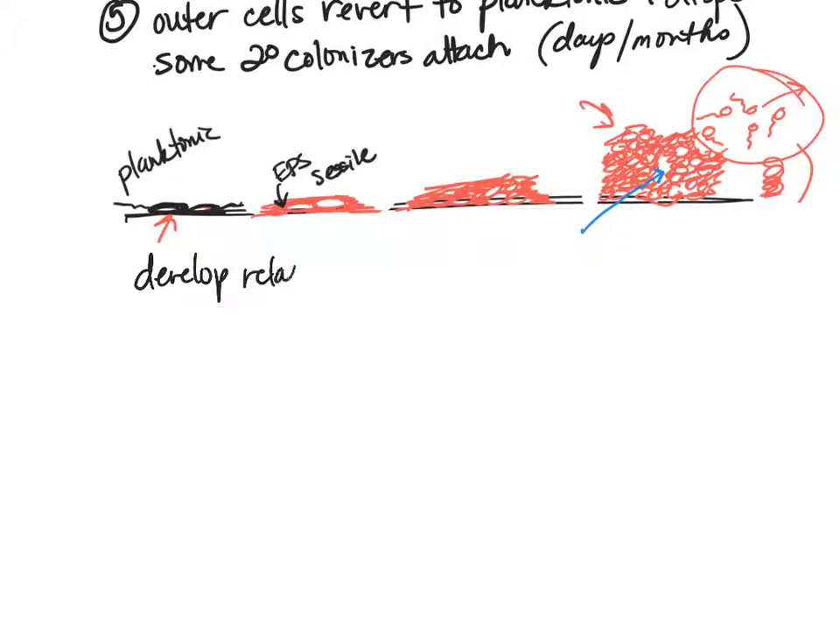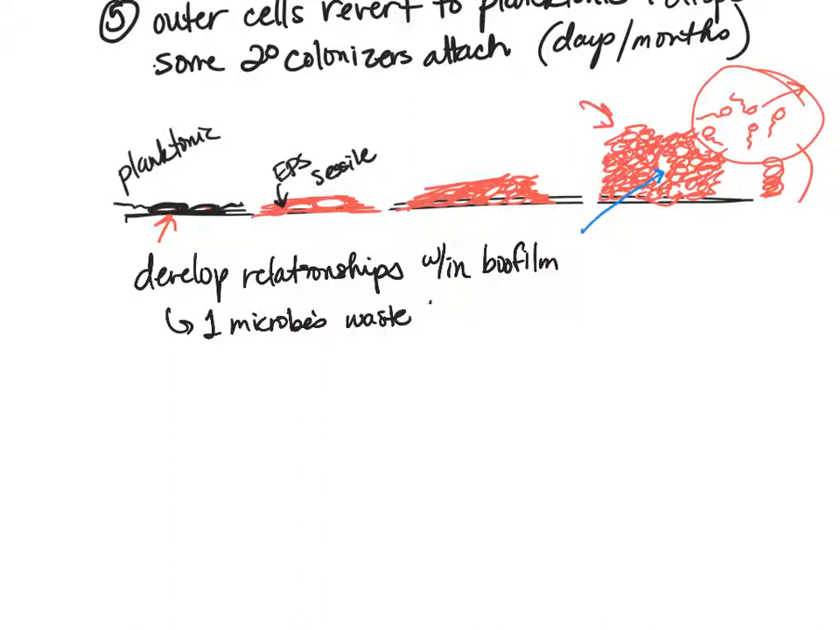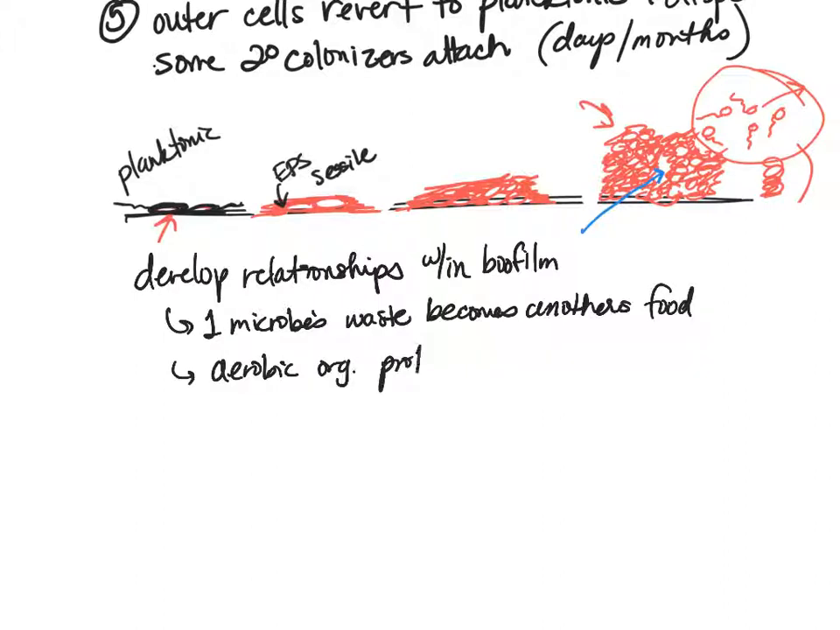So they develop relationships within the biofilm. So for example, one microbe's waste becomes another's food, or aerobic organisms are going to help protect anaerobic organisms.